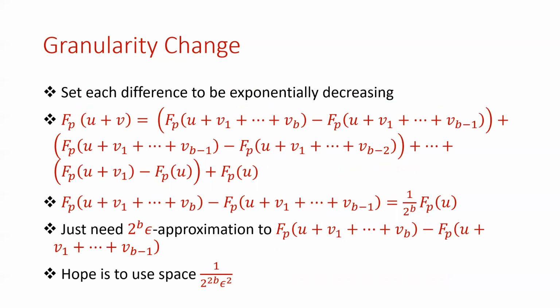Now we can look at our second idea, which is the granularity change. And the point is that since each of these differences are exponentially decreasing, we just need a cruder approximation to each of these differences. And the hope is to use less space for each of these cruder approximations.